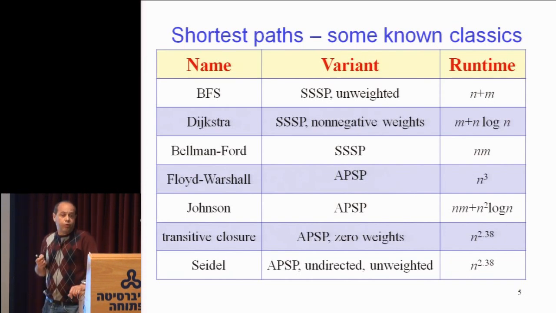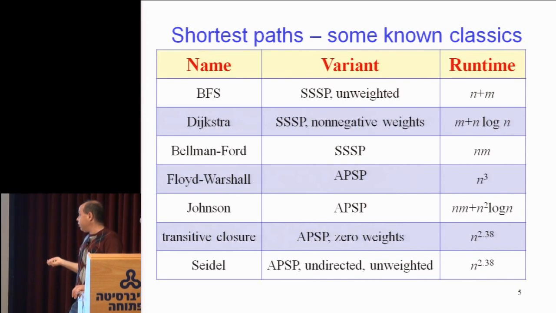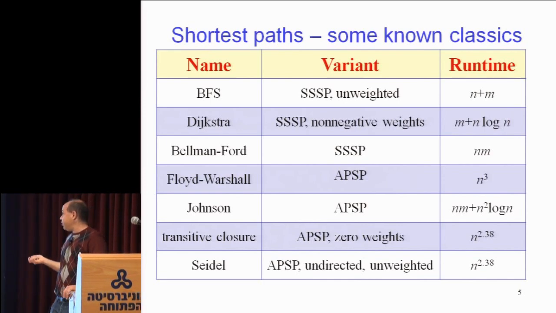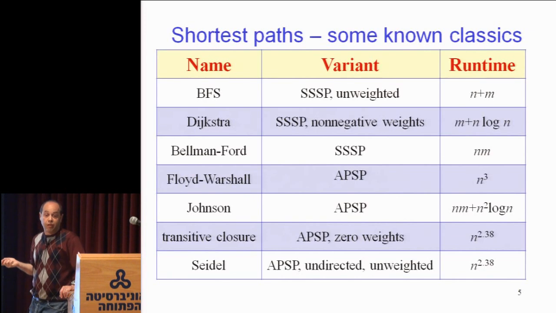Now, Johnson observed the following trick. If you have negative edge weights, you can do just one iteration of single source and reweigh the edges so that after you reweigh them, you maintain your shortest path. Once the edges are reweighed, they are all non-negative, and you can apply Dijkstra's algorithm from every vertex separately. And the running time you obtain there would be nm plus n squared log n. And notice that this is preferable to Floyd-Warshall whenever your graph is not very dense. The number of edges is less than n squared.